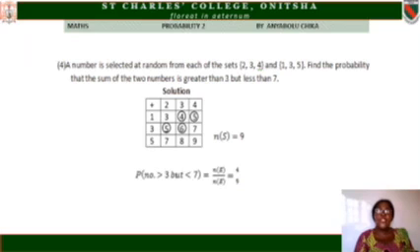The probability of getting a total score greater than 3 but less than 7: the number of required outcomes is 4, over the total number of possible outcomes, which is 9. So the probability is 4/9.